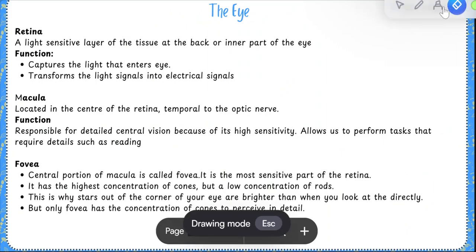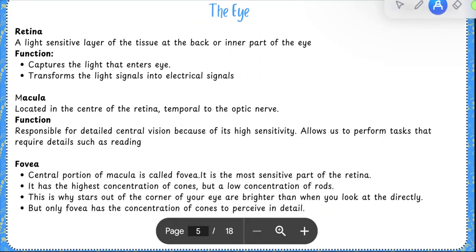Then we have the retina, which is a light-sensitive layer of tissue at the back or inner part of the eye. और इसका function क्या है? It captures the light that enters the eye and transforms the light signals into electrical signals.